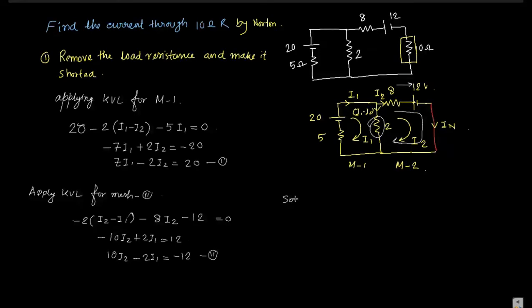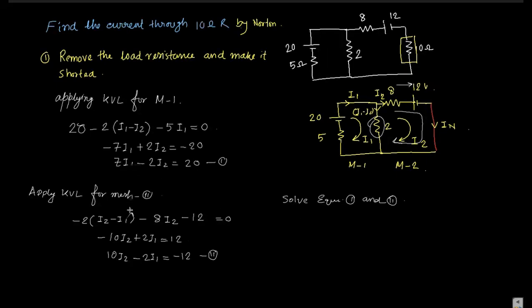Now solve the equations and find I2. Please solve equation 1 and 2. You can determine I1 also, but we need only I2, because in this path only I2 is flowing, so I2 and IN are the same.